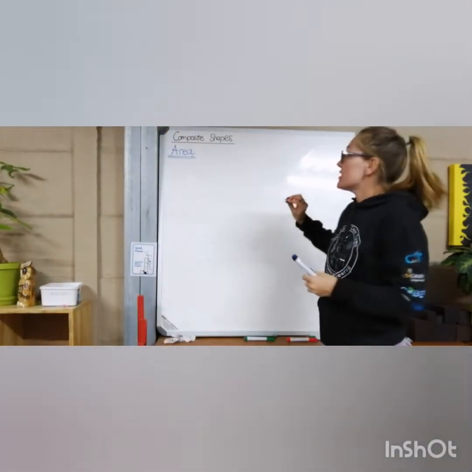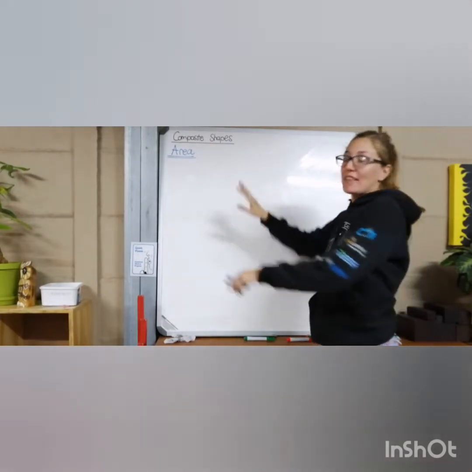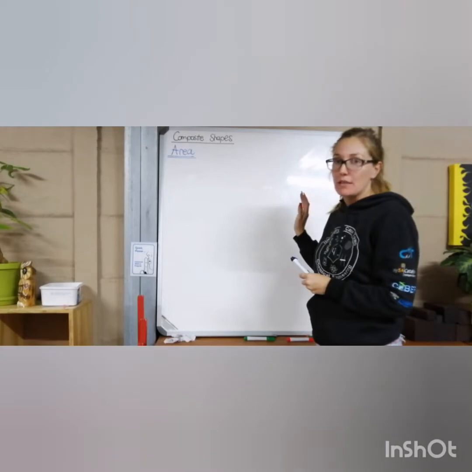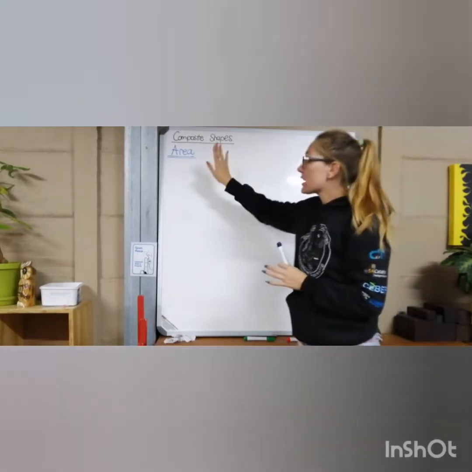Now please, please, please, you need to treat area and perimeter like they're two completely separate sections. Do not get them mixed up. They've got very different methods of calculation. Okay, so we're starting with area.